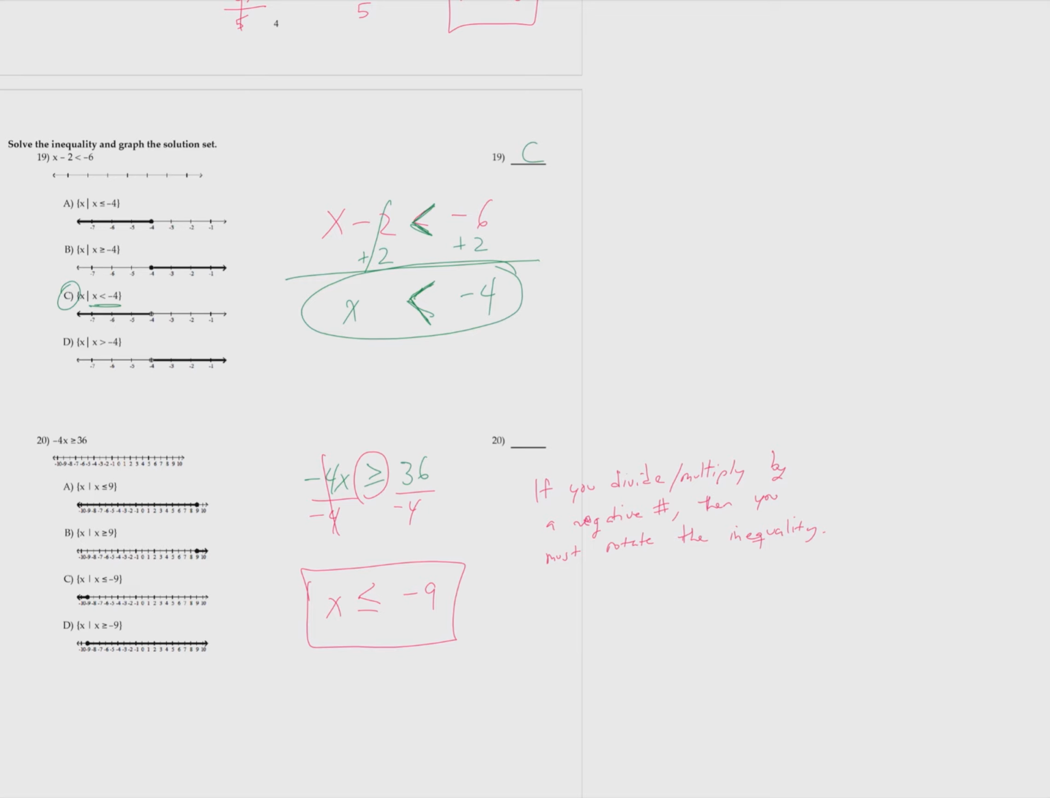So I see A. I saw less than. I saw 9. I said, oh, it's A. But no, it's not, because it's positive and it's supposed to be negative. So it's not A, it's not B. So between C and D, it's going to be C. A lot of people might pick D because they forgot to rotate the inequality. Please don't make that mistake, guys. Okay? You should know better.